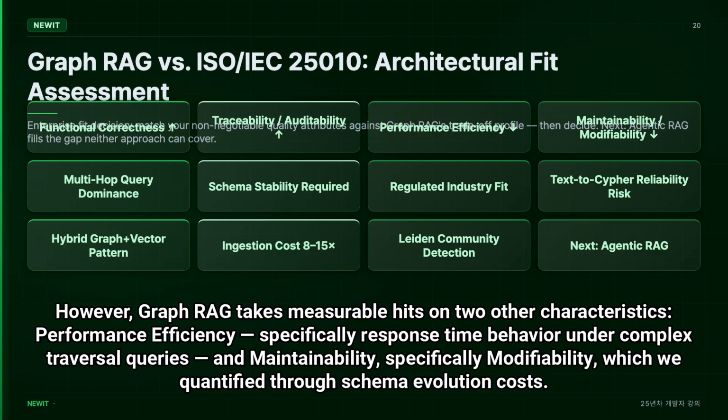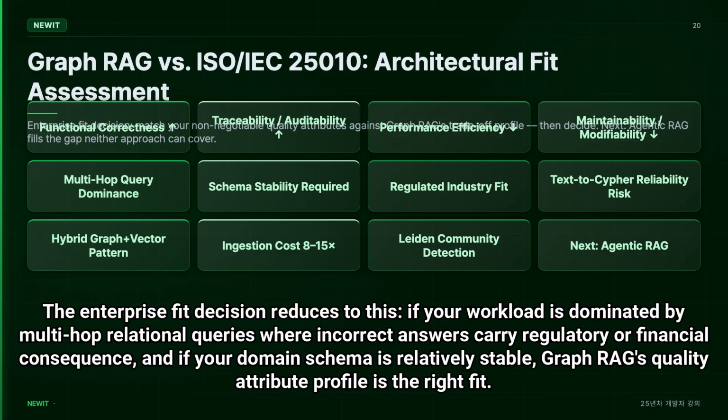However, graph RAG takes measurable hits on 2 other characteristics: performance efficiency, specifically response time behavior under complex traversal queries, and maintainability, specifically modifiability, which we quantified through schema evolution costs.